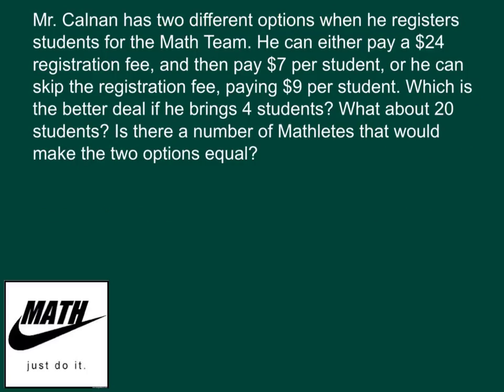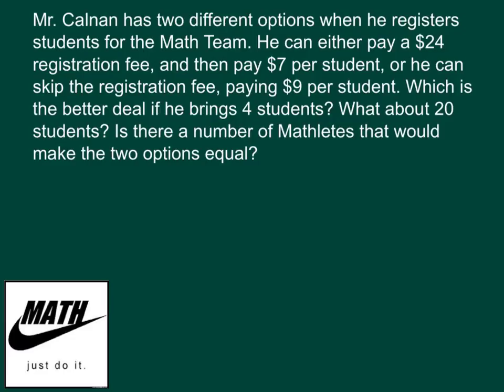All right, to wrap up today's lesson, let's talk about a word problem. Mr. Calnan has two different options when he registers students for the math team. He can either pay a $24 registration fee and then pay $7 per student, or he can skip the registration fee, paying $9 per student. Which is the better deal if he brings 4 students? What about 20 students? And is there a number of mathletes that would make the two options equal?